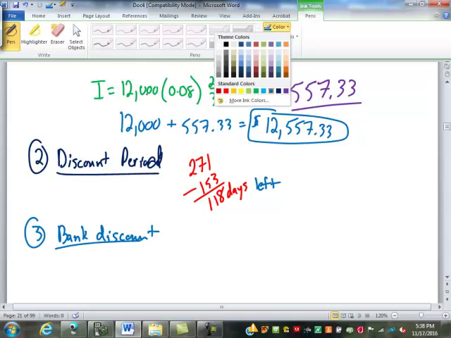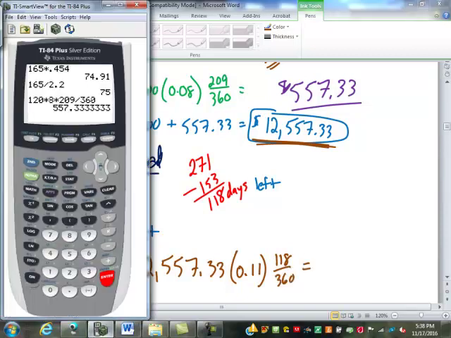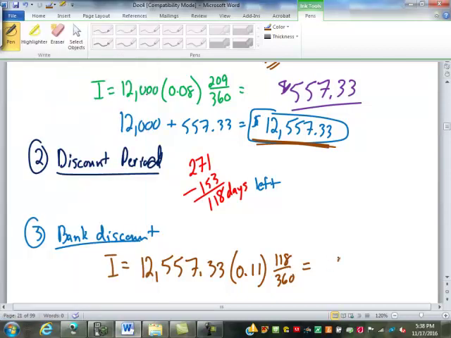Step 3 is to find the bank discount, which is going to be based off of the maturity value of the original note. The discount rate is 11%, 118 over 360. $452.76 is the bank discount.